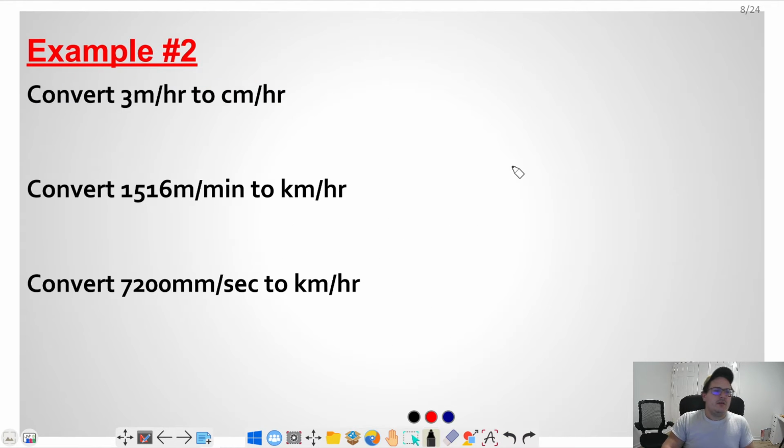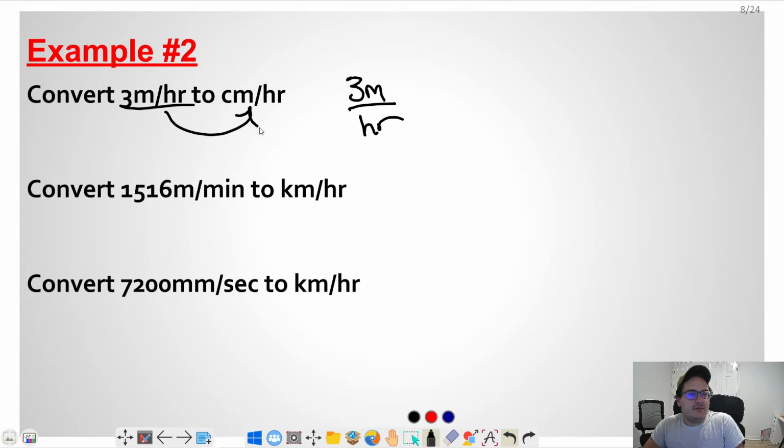Okay. All right. How do we convert? So here's the very first thing you always want to do when you convert. You take your number and you just write it out. So we start off with 3 meters per hour. We want to go to centimeters per hour. Well, what do we do there? We want to go from meters per hour to centimeters per hour.